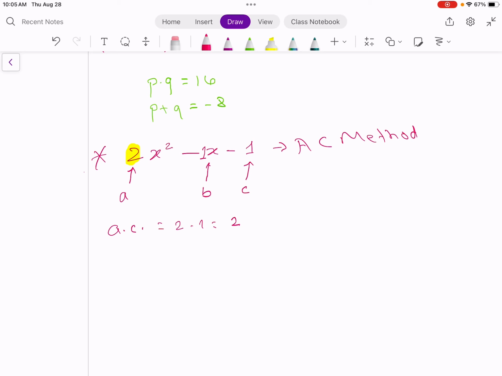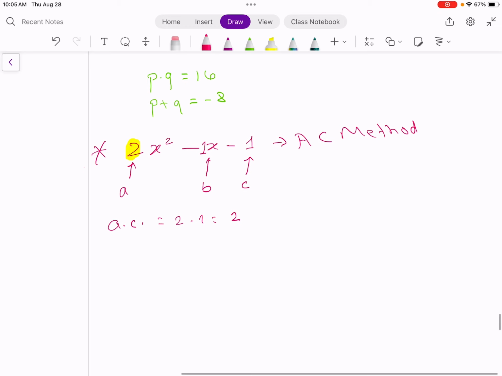Now the next step, we write down every pair of factors of 2. Now what is a pair of numbers whose product is equal to 2? You give me a pair of numbers whose product is 2. 2 and 1. Do we have any other? No, right? So we have only this pair. Now we will use this pair to rewrite negative x either by adding these two numbers or subtracting. Now how can we rewrite negative x by using 1 and 2, please?